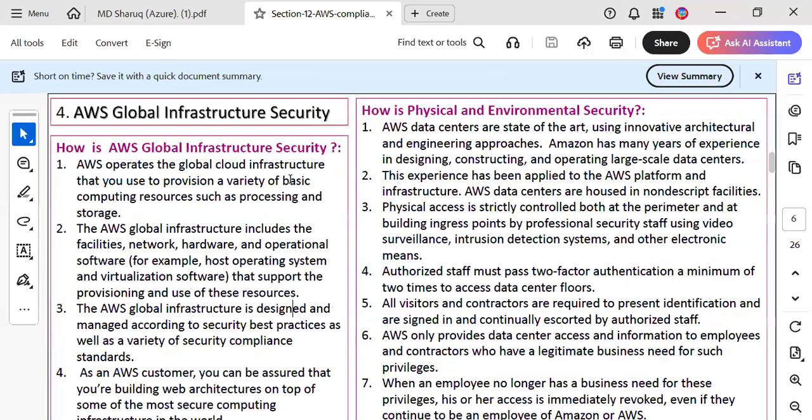Okay. Now, AWS Global Infrastructure Security. AWS operates a global cloud infrastructure that is used to provision a variety of basic computing resources such as processing and storage. What is compute used for? As a server we are using. What is a server used for? We can process data, we can process websites, all these things, right? The second point, the AWS global infrastructure includes the facilities, network, hardware, and operational software, for example, host operating system and virtualization software that support the provisioning and use of these resources.